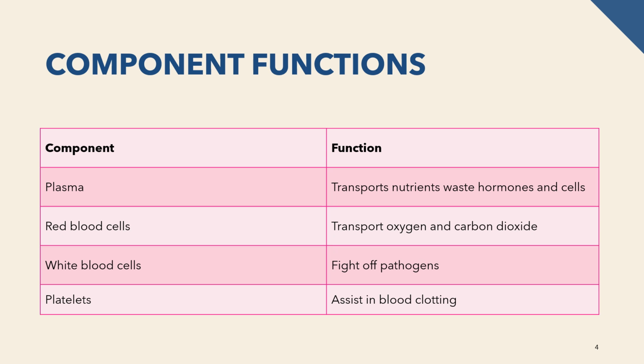White blood cells help to fight off pathogens and infections. They do this in many different ways that are specialized to each type of white blood cell, which we'll talk about in another video. But they produce antibodies, they perform phagocytosis where they engulf pathogens, and they also differentiate into B and T cells. Platelets are cell fragments, and they aid in blood clotting.